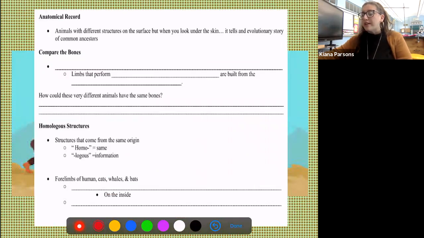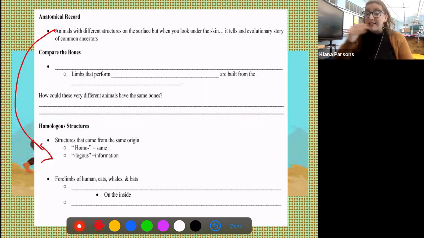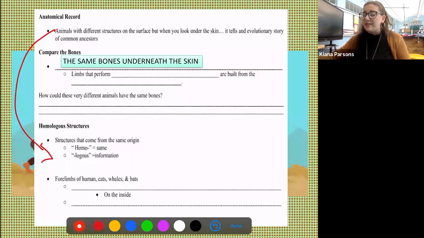Next, the anatomical record tells us that animals may have different structures on the surface, but when you look under the skin, it tells the evolutionary story of common ancestors. That's homologous structures. On your picture, there's an image showing different bones of different mammal species and how we have the same bones in our hands, even though for whales, for example, those hands are now fins. For bats, those hands are wings. For many animals, they're paws. But for humans, we have our hands, and there are actually the same bones in many of our mammalian relatives.